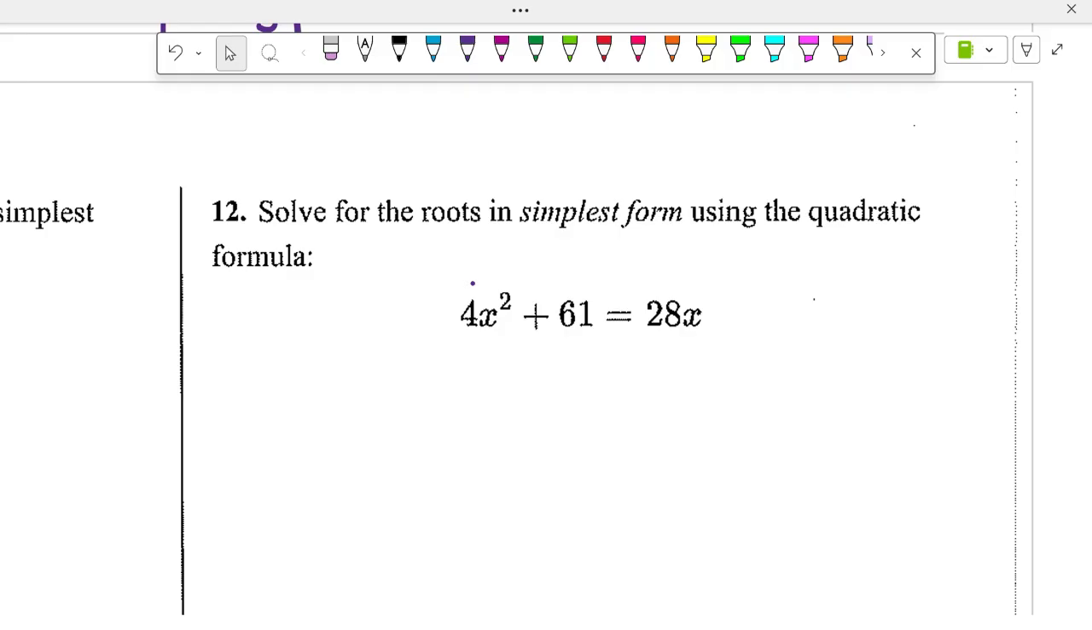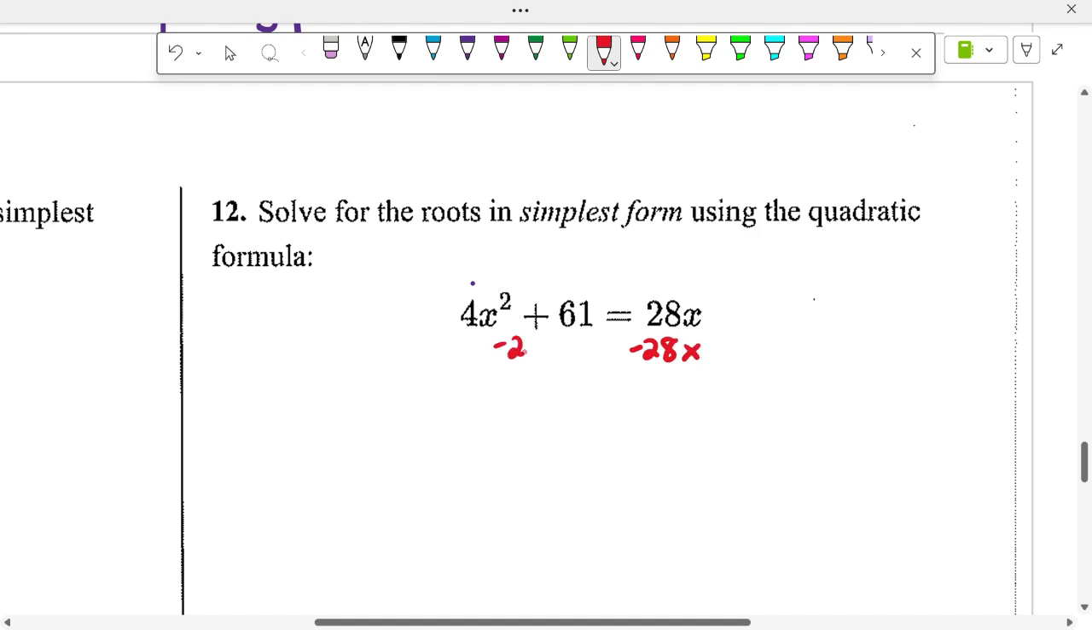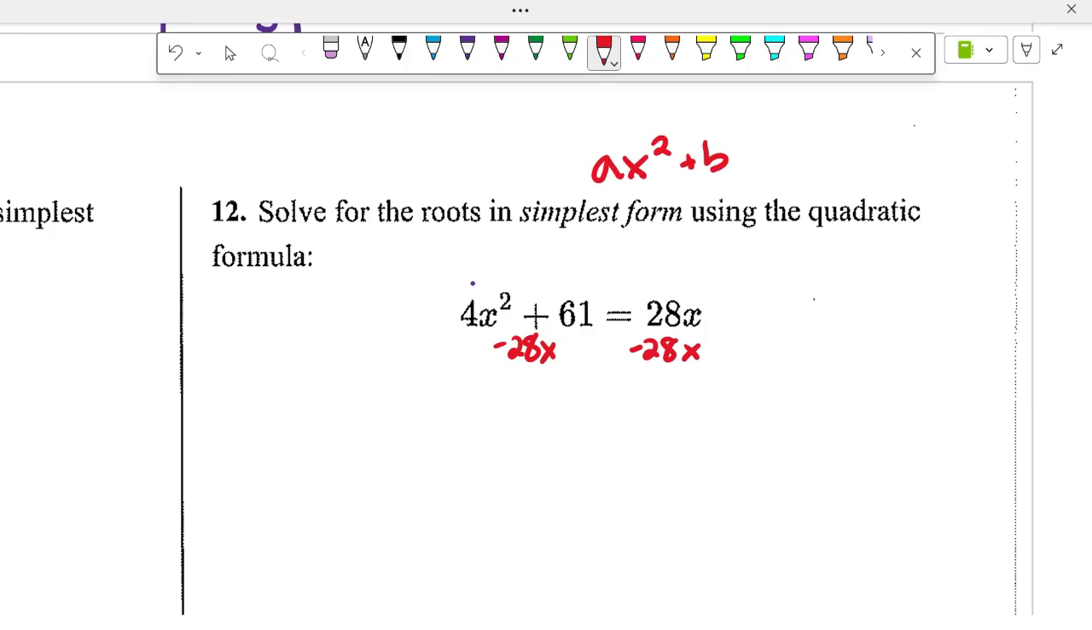All right, my darlings, let's talk about it. So, I gave you this one because I knew there would be a couple of missteps in here, and I did see them. So, what's my first step? Minus 28x to both sides. Now, that negative 28x is going to go between these two numbers because remember, I want it to be ax squared plus bx plus c. So the x value has to go in between the x squared and the constant. So this will be 4x squared minus 28x plus 61 is equal to 0.